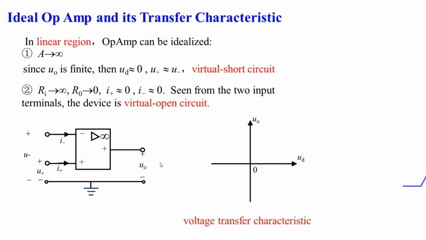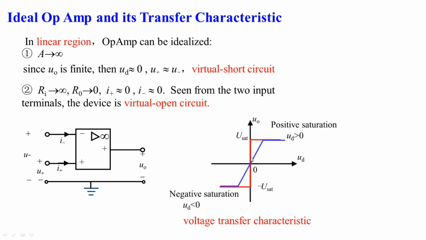Let's look at the ideal op-amp's transfer characteristic. It's an approximate transfer characteristic of the actual op-amp. For the ideal op-amp, the open loop voltage gain is infinite. When operating in the linear region, its transfer characteristic should be the red polyline. When U_D is larger than 0, the op-amp's output is positively saturated. When U_D is less than 0, the op-amp is negatively saturated. Only when U_D is 0, the ideal op-amp can operate in the linear region, which in fact means the first property, the virtual short circuit.